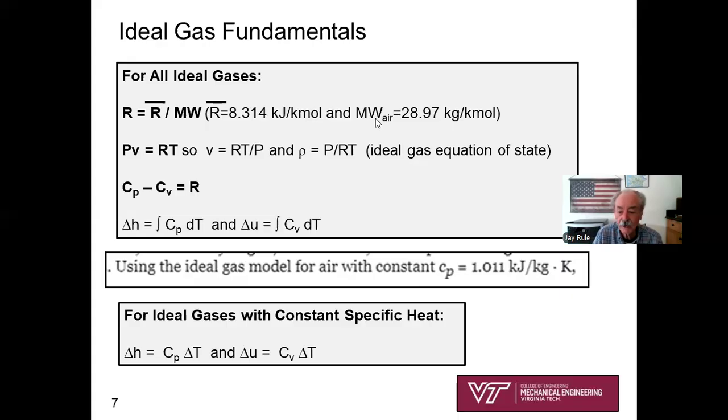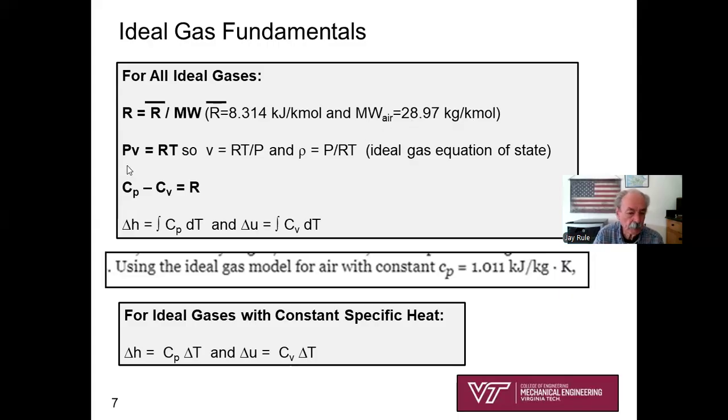And the molecular weight of air, 28.97 kilograms per kilomole. That's for air. We should have that in our heads because we engineers deal with air so much. Molecular weight of air, basically it's a mixture of oxygen and nitrogen. Molecular weight, 28.97 kilograms per kilomole.